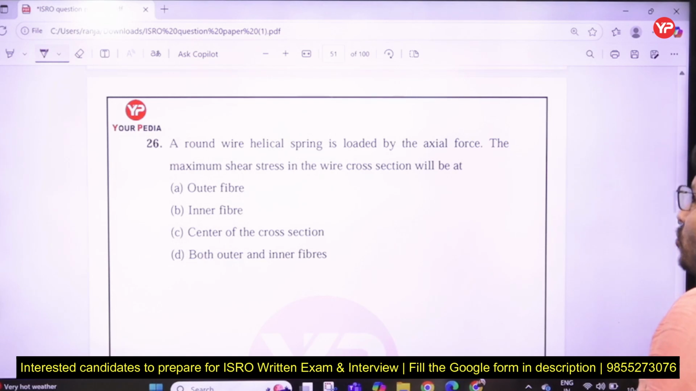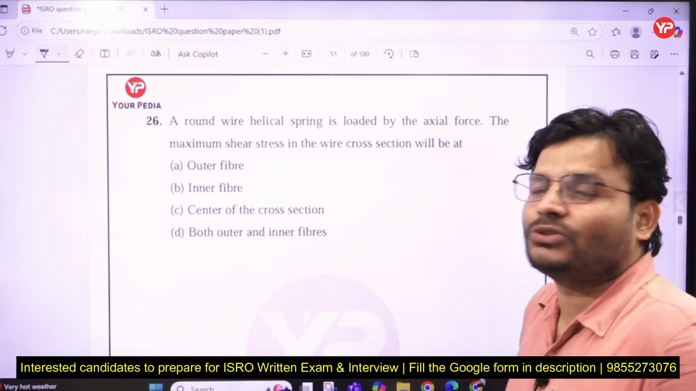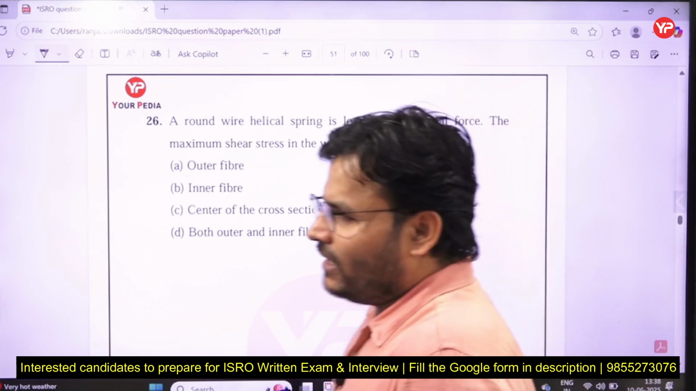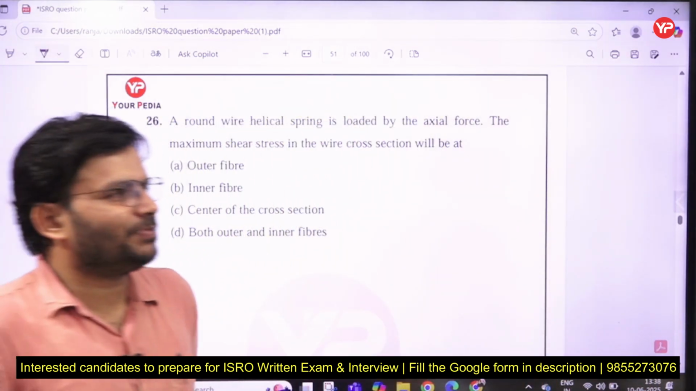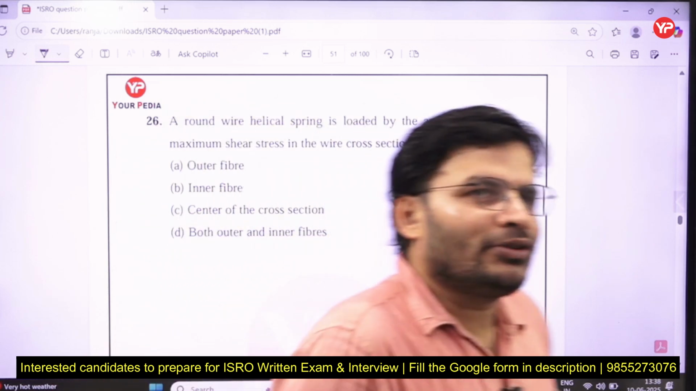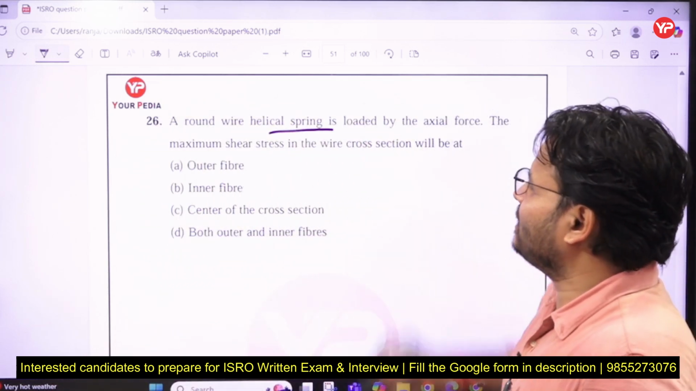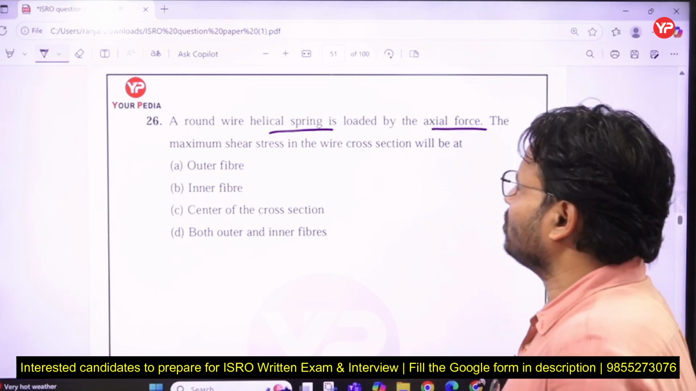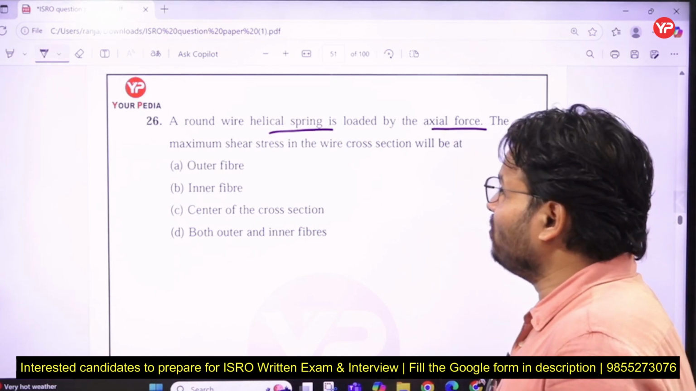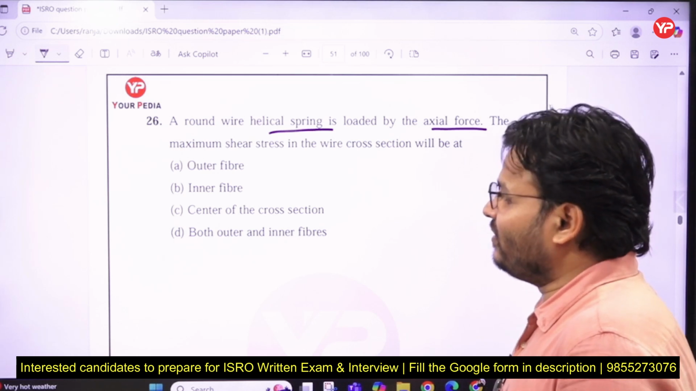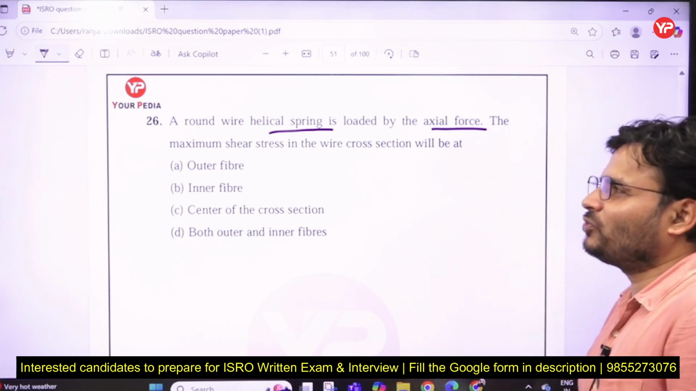So that is the next question, my dear friends. A round wire helical spring, this is the question from the spring, and we can understand that the question has been taken from machine design, right? One chapter is there, spring, so from there that question has been taken. The question is that a round wire helical spring is loaded by an axial force. The maximum shear stress in the wire cross section will be at outer fiber, inner fiber, center of the cross section, or both outer and inner fiber. What will be, my dear friends?